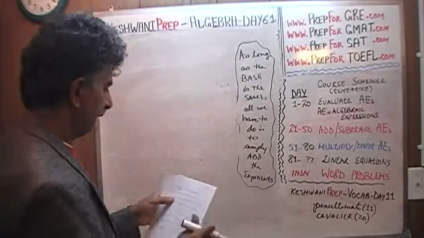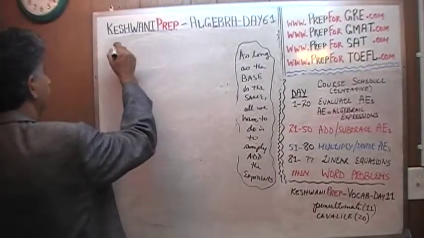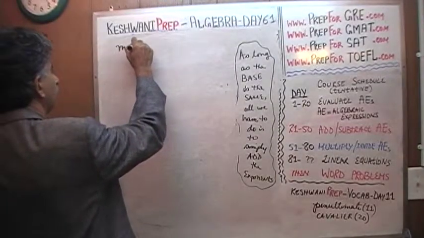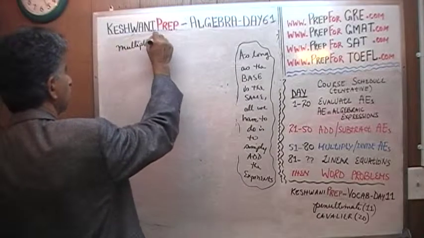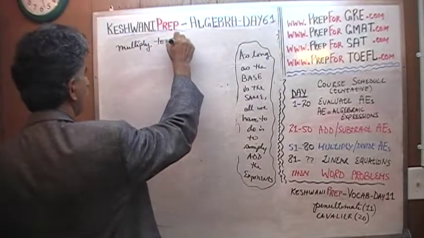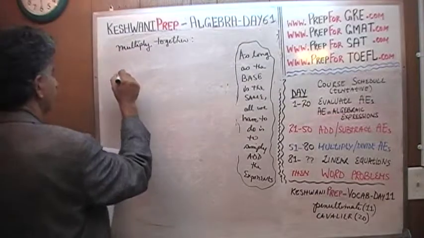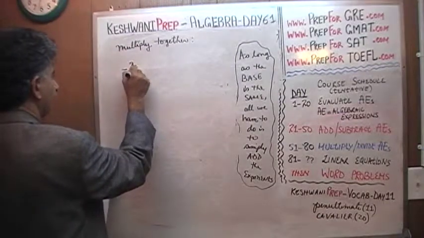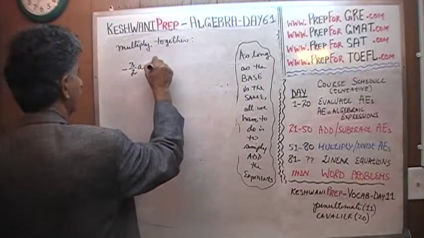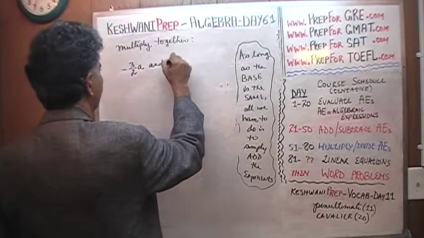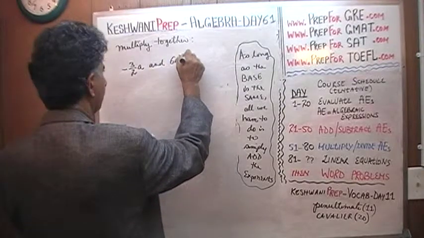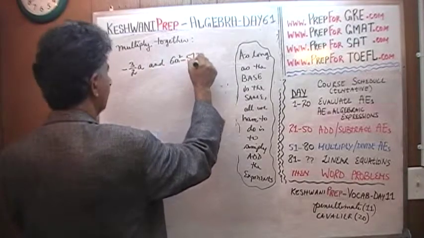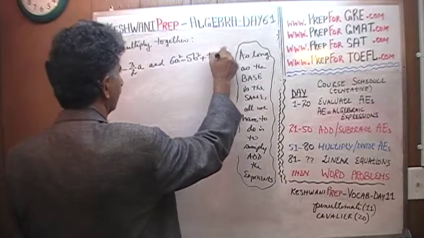We are asked to multiply together these two expressions, negative 3/2 a and 6a squared minus 5b squared plus 12ab.